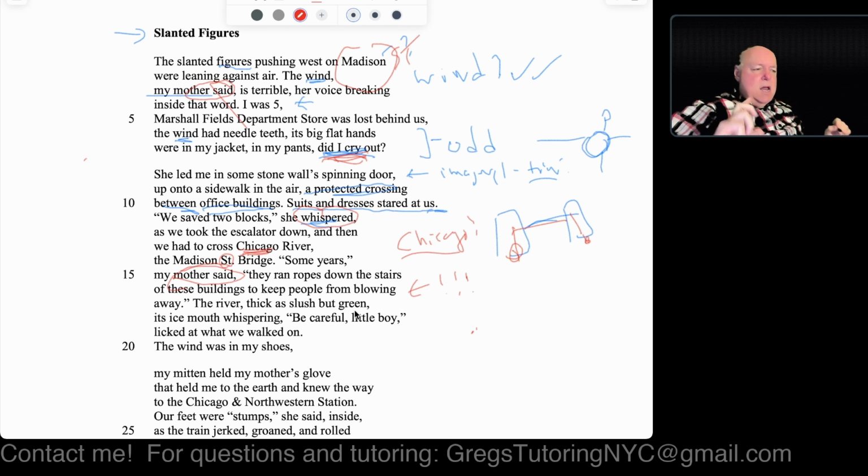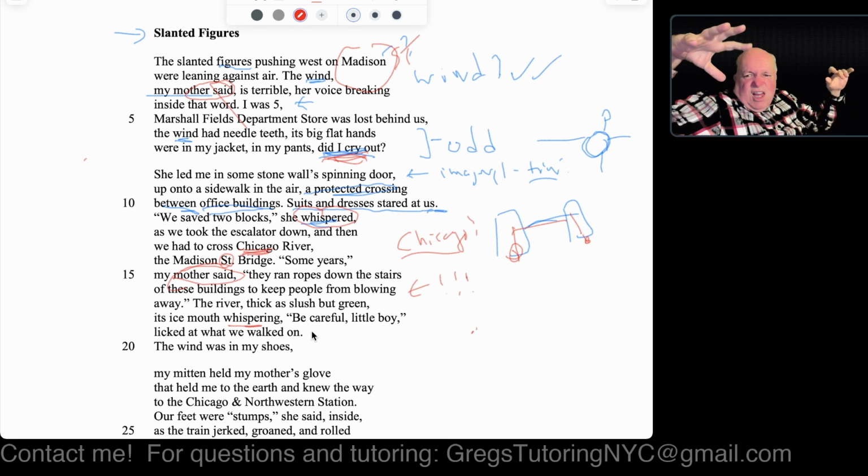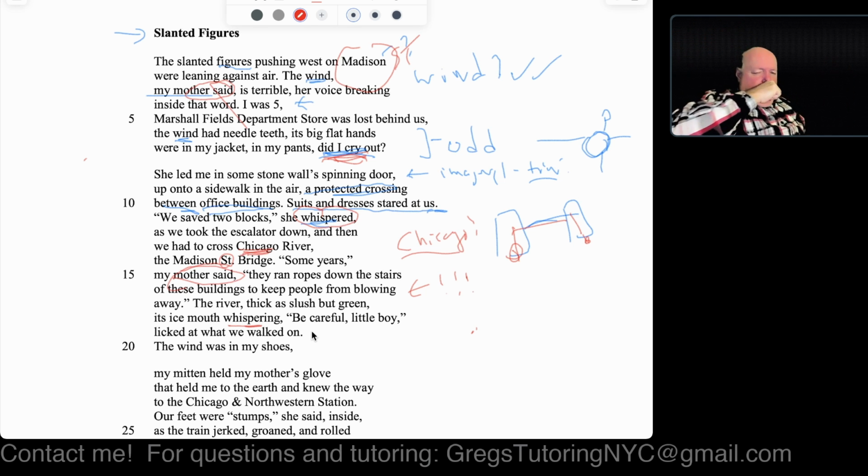And just to hit home further on that, the boy now personifies the river. "The river was slush but green and thick." Its ice mouth whispering, right? "Be careful, little boy." We can put voices to this, right? "And the river licked at what we walked on."